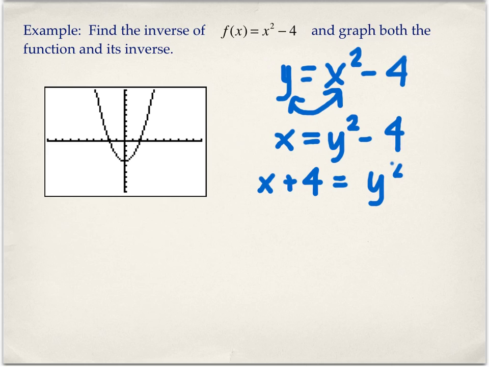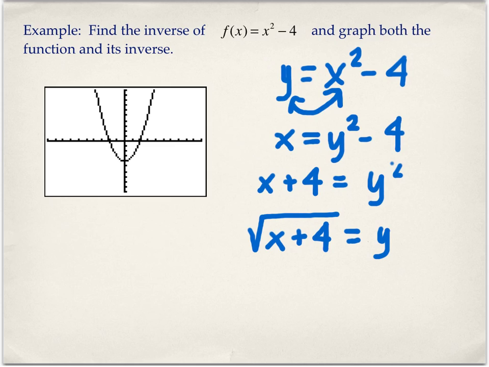Now here's where it gets a little tricky. I do have to try to solve this for y. So I'm going to take the square root of each side. And notice I can't really do much more than this. I just have to write it as the square root of x plus 4. And I write it like that.